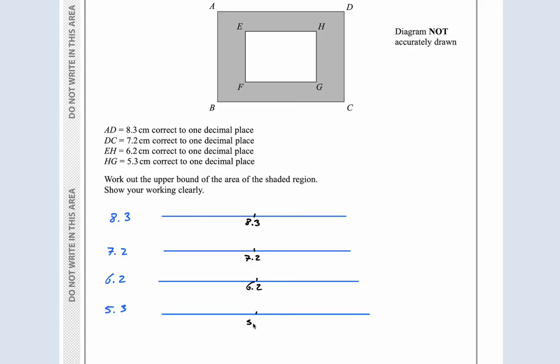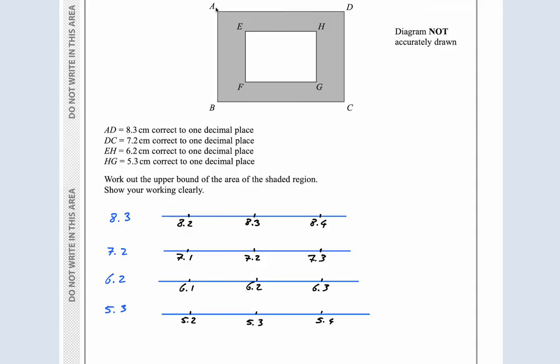0.1 in all of them. So I'm going to go up to 8.4, up to 7.3, up to 6.3, 5.4, and I'm also going to put in the lower bound, guys, just to show you how to do it, even though I don't need all of these for all of them. So this is 7.1, this is 6.1, and this is 5.2.